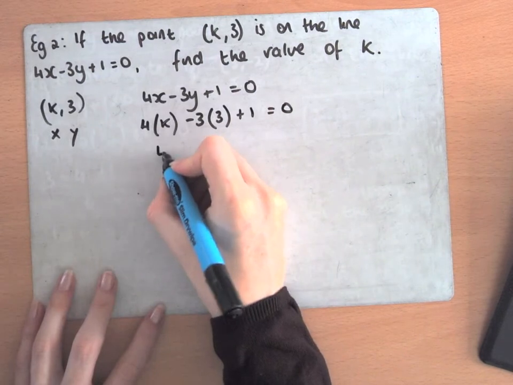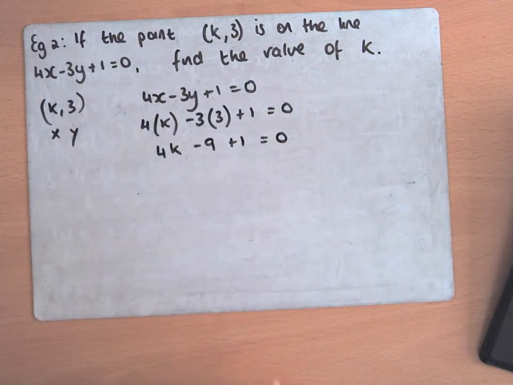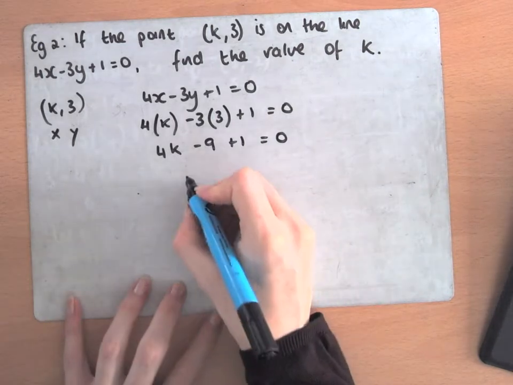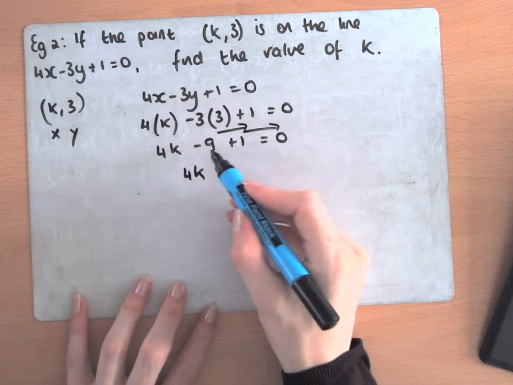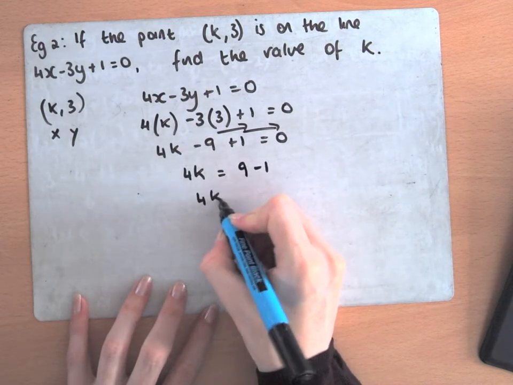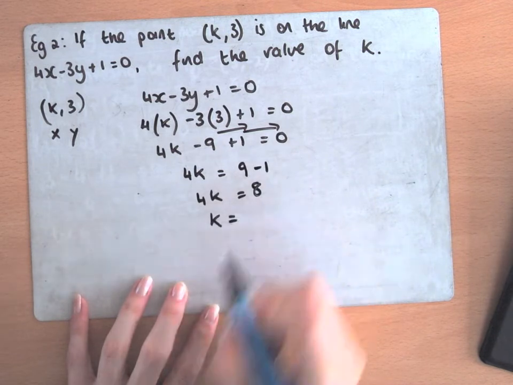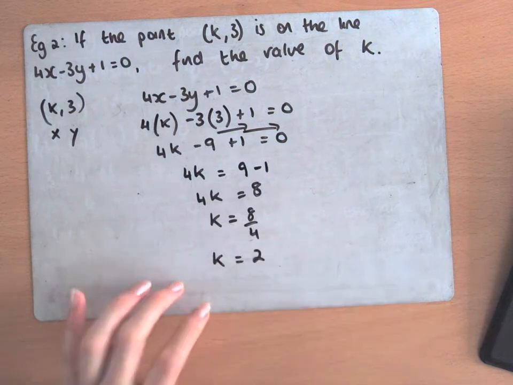4k minus 9 plus 1 equals 0. What's the question? Find the value of k. So what do I have to do? Yeah, brilliant. Numbers to one side, letters to the other. Get k on its own. 4k equals, bring them over there. Minus 9 comes over, becomes plus 9. 1 comes over, becomes minus 1. 4k is 8. So what's k? Brilliant. 8 divided by 4, which is 2.